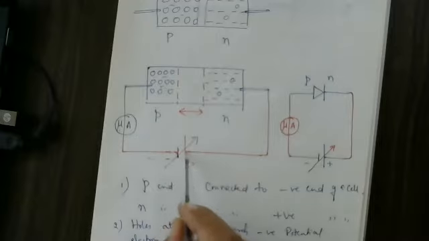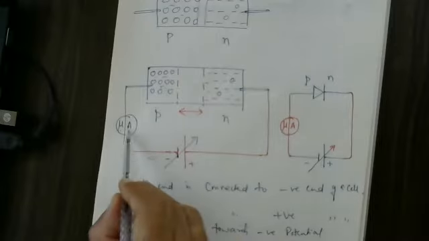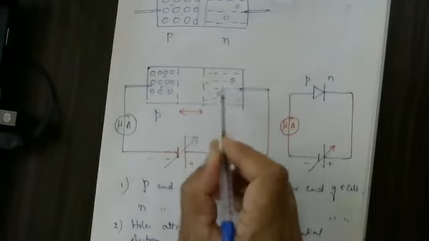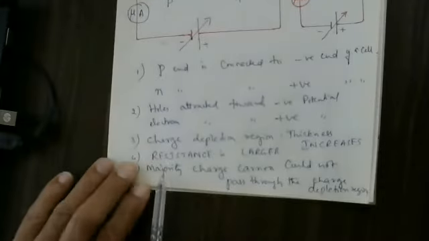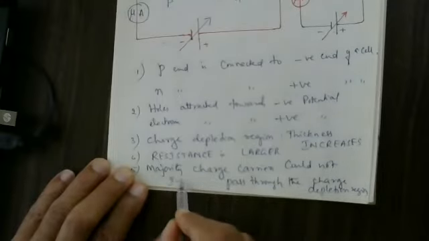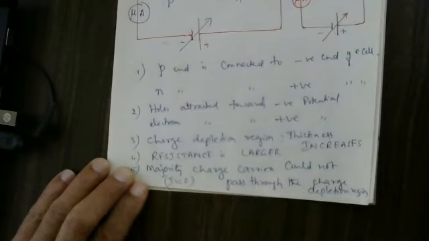As you are applying more and more voltage here, that current remains constant. That current is due to the minority charge carriers, not because of the majority charge carriers. As shown here, majority charge carriers cannot pass through. Therefore, I can consider the current flow approximately equal to 0.